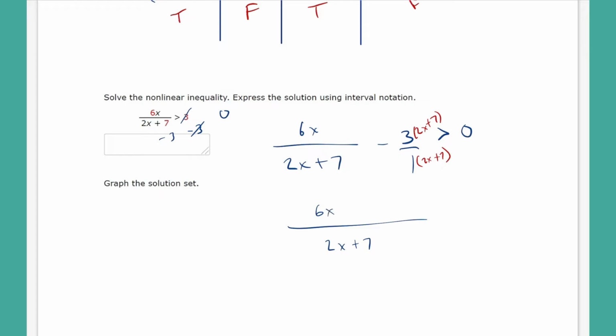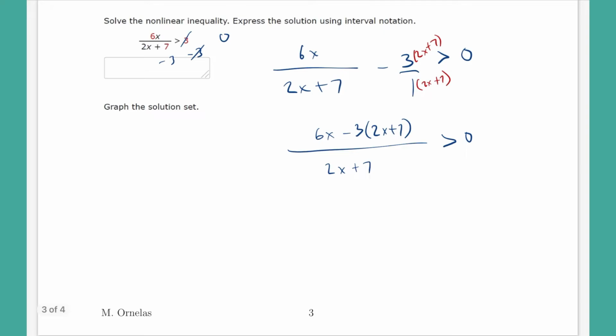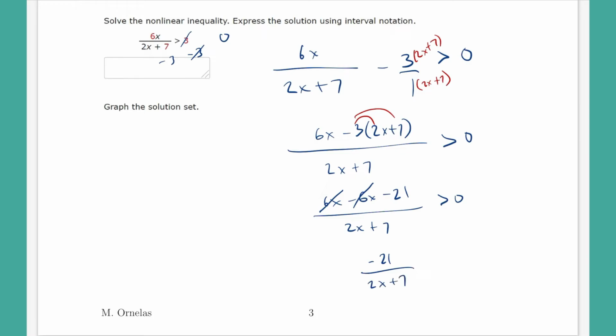And then we would do 6x minus 3 times 2x plus 7. So after you distribute, you're going to get 6x minus 6x minus 21. So you're going to get this cancellation. You're going to get negative 21 over 2x plus 7 is greater than 0. So finally, now we can look at this problem and determine what are the values of x that would make this undefined. So you set the denominator equal to 0, and you solve, you should get negative 7 halves.